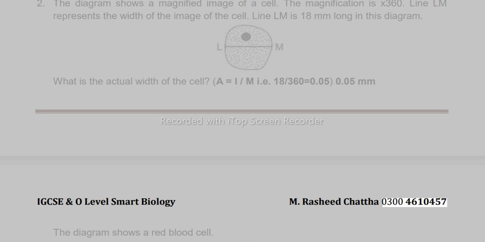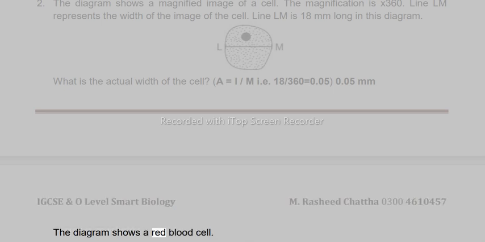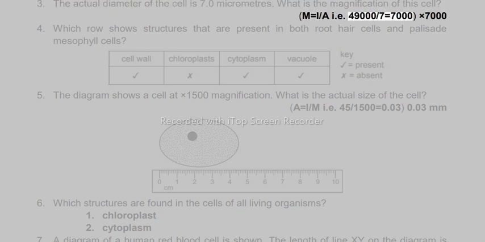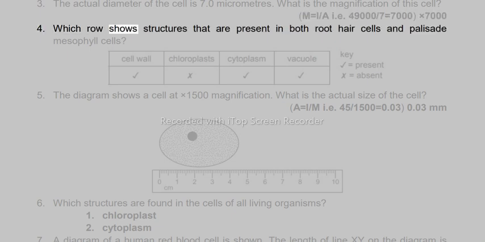The diagram shows a red blood cell. 3. The actual diameter of the cell is 7.0 micrometers. What is the magnification of this cell? M equals I divided by A, i.e. 49,000 divided by 7 is equal to x7000. 4. Which row shows structures that are present in both root hair cells and palisade mesophyll cells?